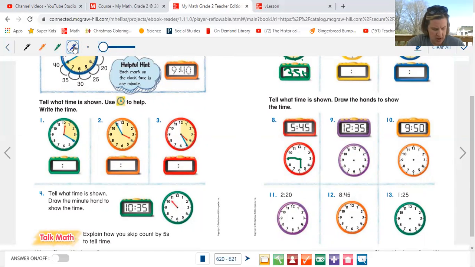Okay, let's go ahead and do number 9 together as well. It says 12:35. So we count by fives, 5, 10, 15, 20, 25, 30, 35. Ew, that's kind of a wonky hour hand or minute hand there. So there's my 35. Okay, and then 12:35. Well, that's halfway between the 12 and the 1. All right, so you can see that. Go ahead and pause your video and do 10, 11, 12, 13 if you'd like. We're going to take a look at the back here real quick.